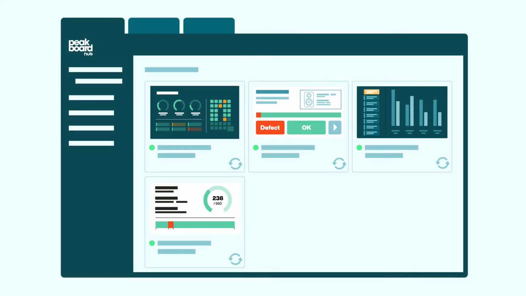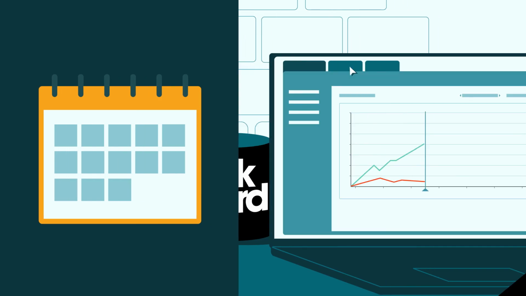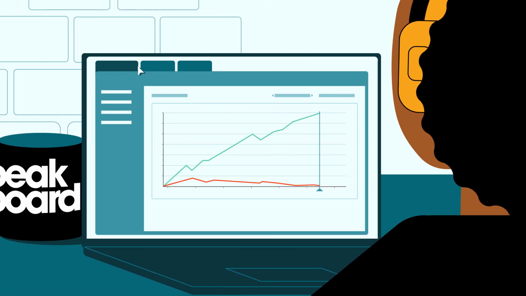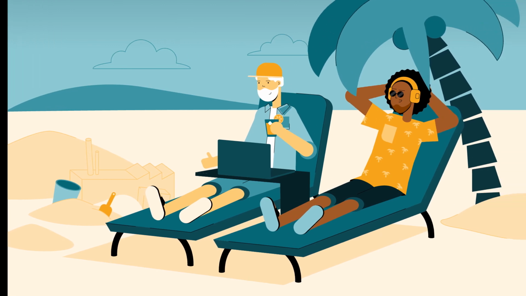And the best part of Peakboard is that all industrial applications can be easily managed from one central location. Historize the collected data and make it available for further processing. With Peakboard, you can keep an eye on your industrial processes so you can sit back and relax.